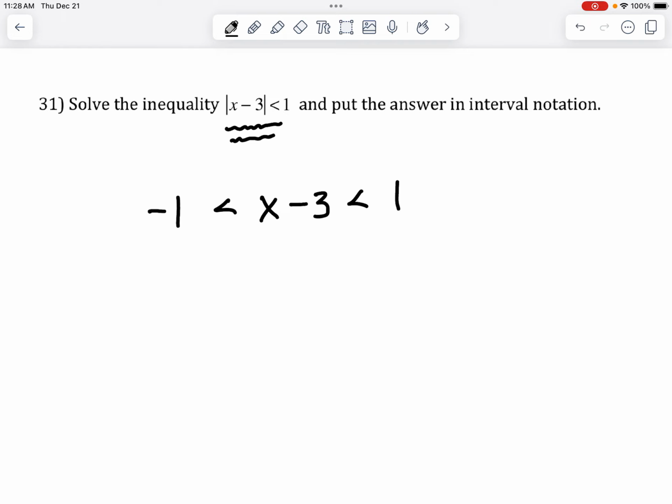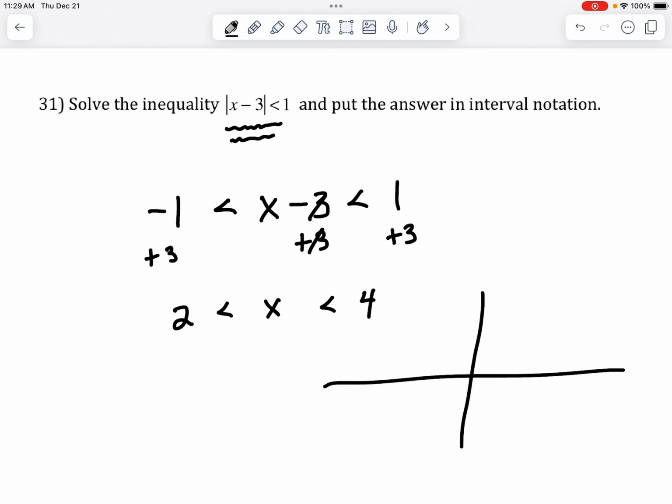And then just add 3, and you do need to add 3 to all 3 sides. And so on the left, that's going to be 2, and x is in the middle because these cancel. And then this is going to be 4. So that's what we were seeing with the graph.